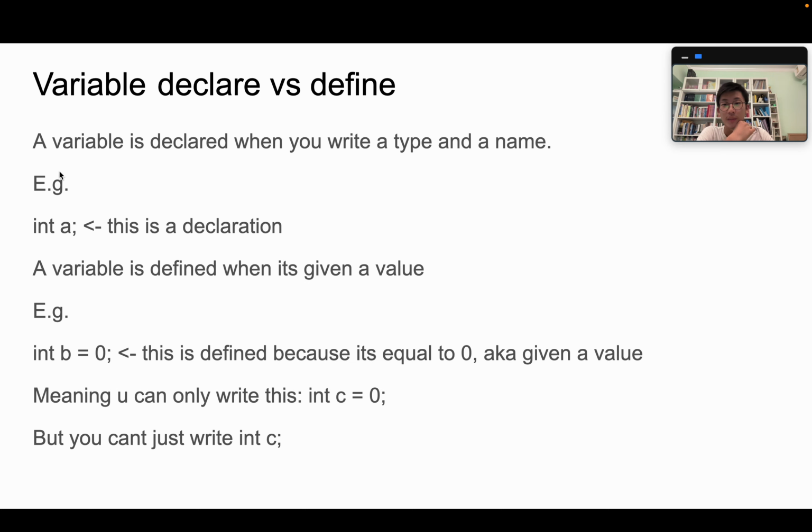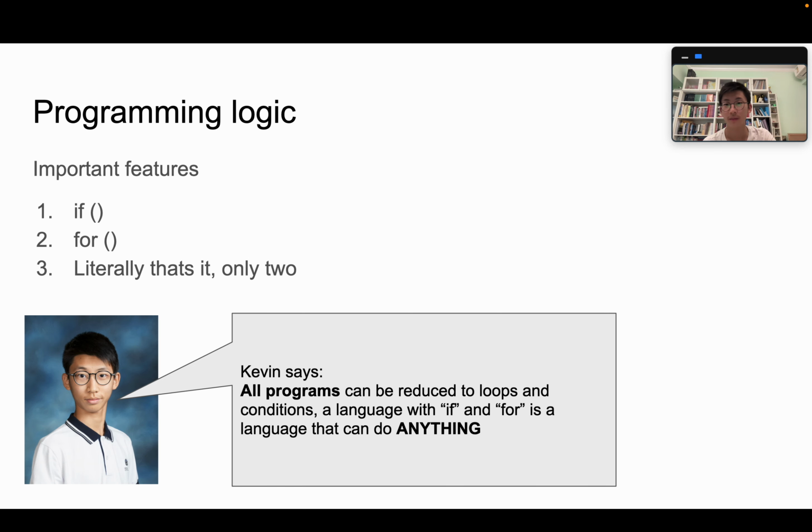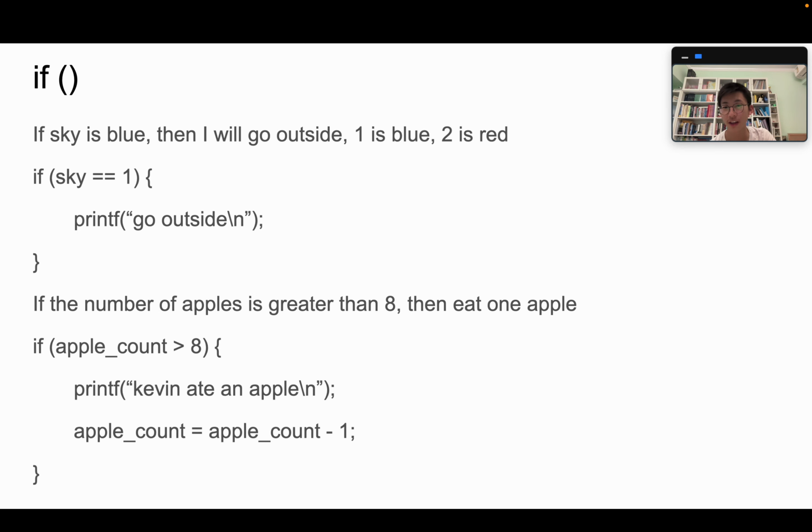Okay, great. So declare and define. In C, it's very important that you know whether you're declaring or defining a variable. When you declare, you just write the name and the type, and when you define it, you give a value to it. So that's very important.